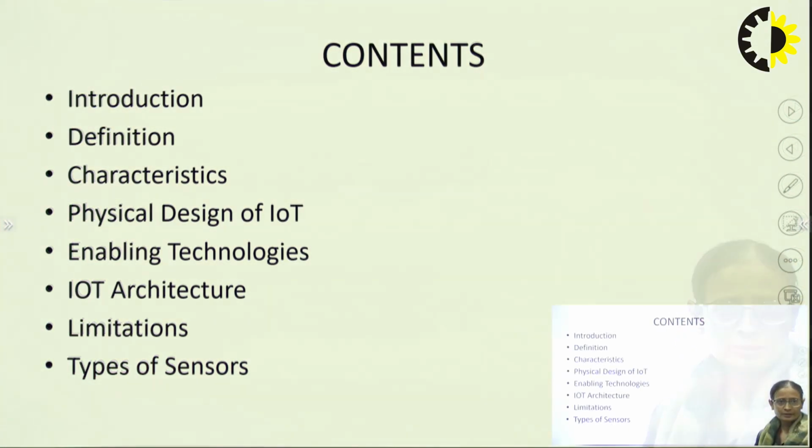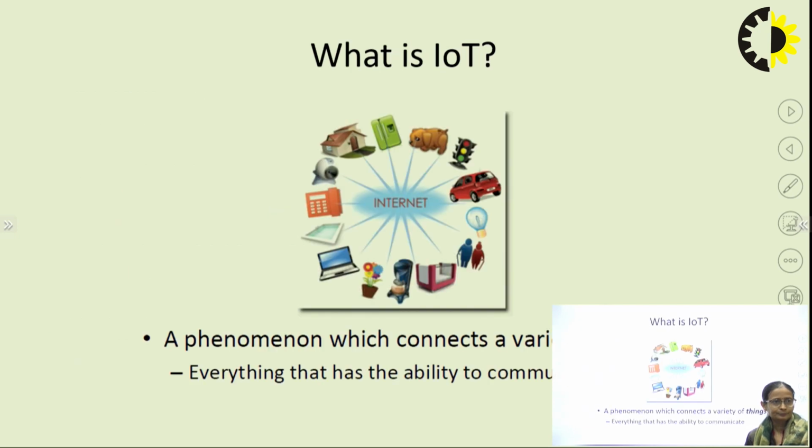These are the contents which we are going to cover: introduction, definition, characteristics, then what is the physical design of IoT, enabling technologies behind IoT, IoT architecture, its limitations, and various types of sensors which are deployed in IoT. So basically, what is IoT?